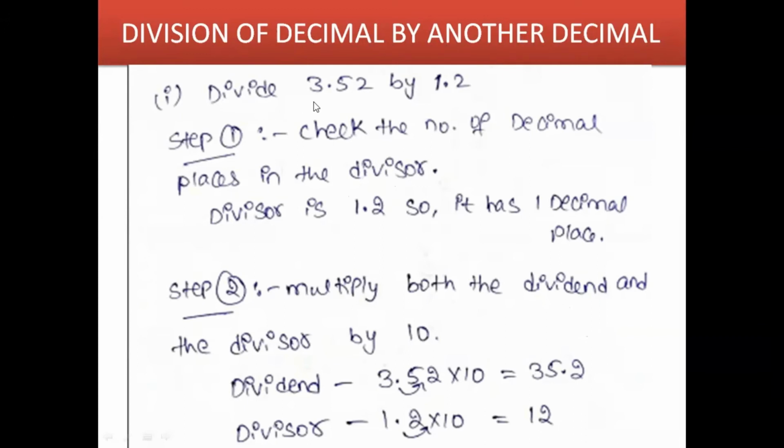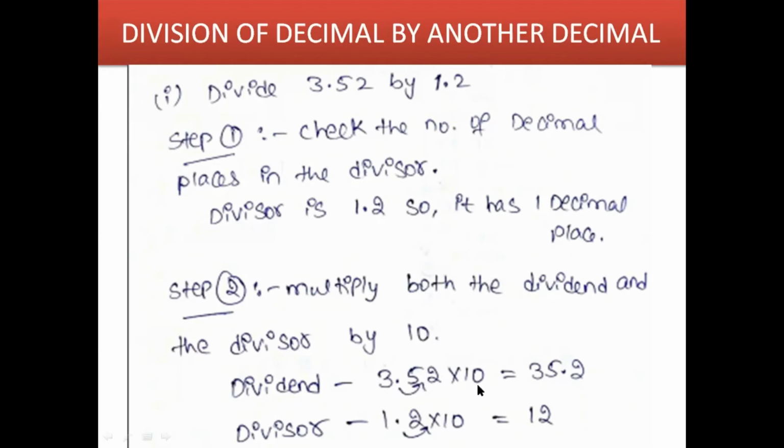Division of a decimal by another decimal. Divide 3.52 by 1.2. Check the number of decimal places in the divisor. The divisor, 1.2, has one decimal place. Multiply both the dividend and the divisor by 10 because we have one decimal place in the divisor. So, we are multiplying with 10.